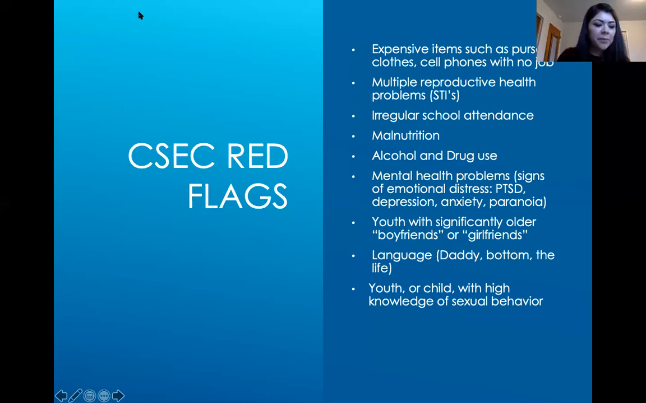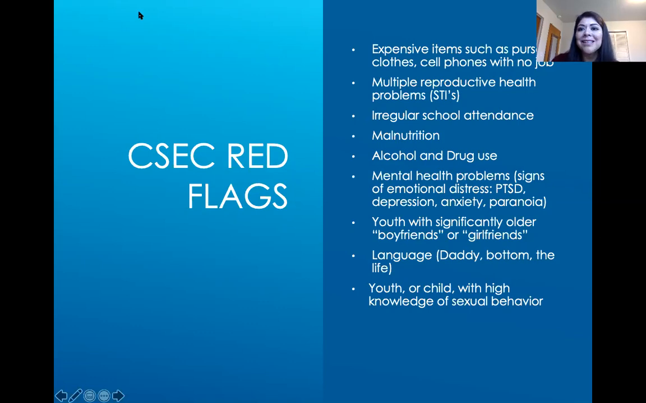Okay, thank you, Sydney. And now we're going to identify red flags for CSEC. So how can we identify if someone that we are educating, if we're educators, someone that we're serving might be exposed to, again, being trafficked? These are just some of the common red flags. As we know, there are various red flags.